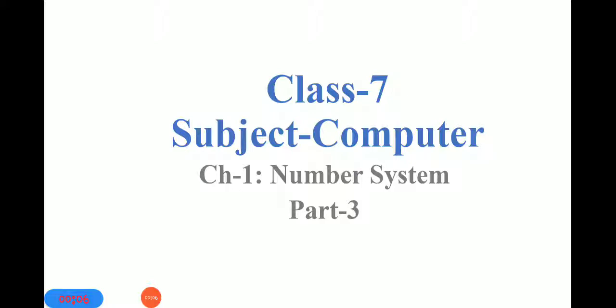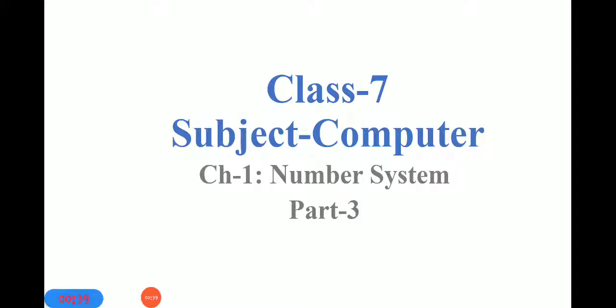So here is part 3 of chapter number 1, number system. In the last part, I explained how conversion from decimal to binary is made and what steps we have to carry out for converting a decimal number into binary. Today I'm going to explain how binary to decimal conversion is done and what steps are taken for this calculation.